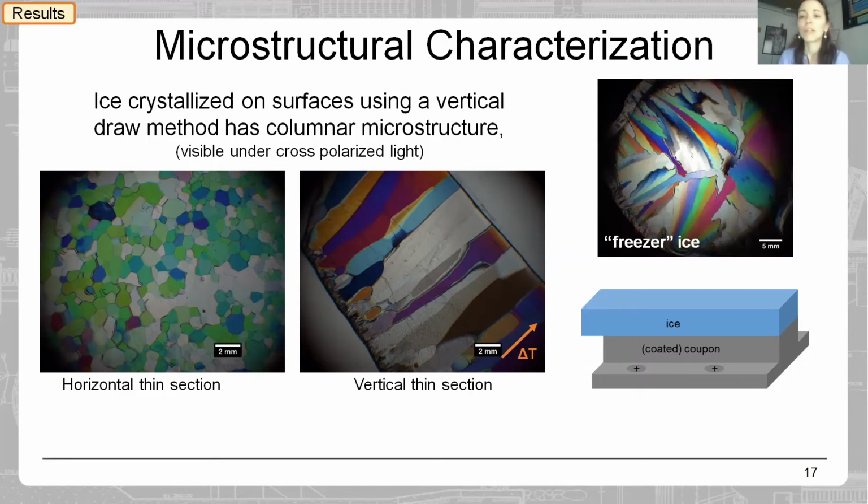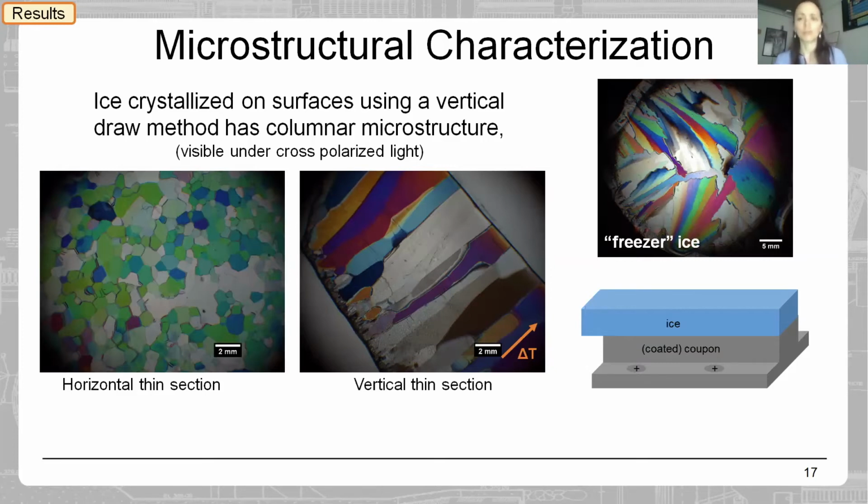So just one little quick graphic here to show you. There's a lot of folks out in the field of ice adhesion who just take a chunk of water and they throw it on a surface, or they put it in a mold and throw it in a freezer, isothermally freeze it, and then take it back out of the freezer and remelt it onto their surface. And everyone looks at freshwater ice on a surface and says, oh, that's freezer ice.